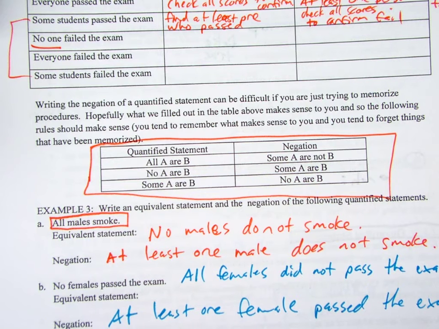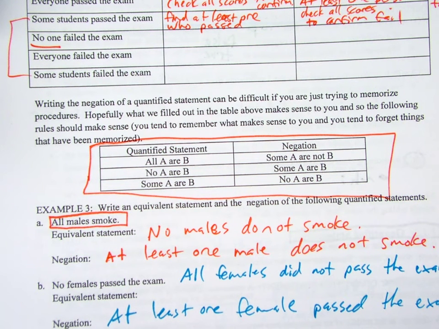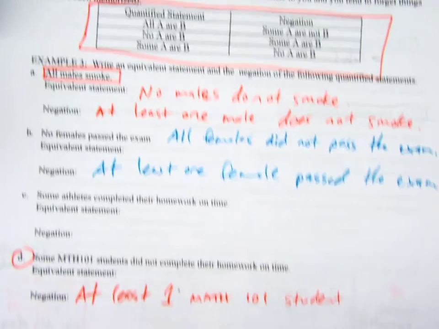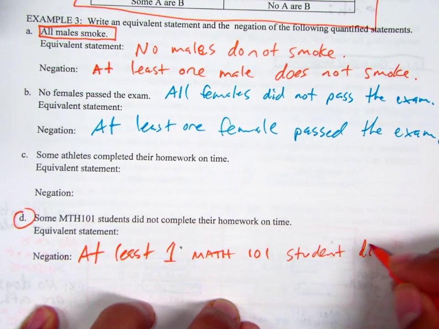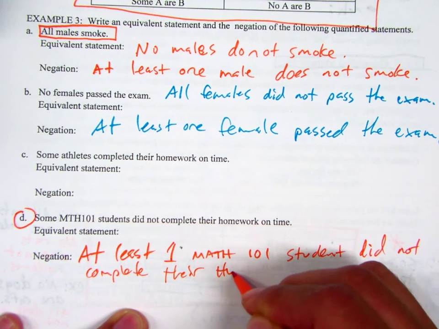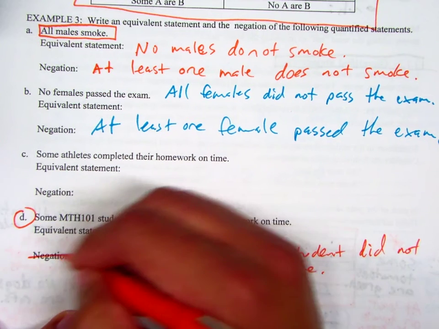Let's just jump down to D because these are going to be similar, but some Math 101 students, how could I say the same thing as some? At least one Math 101 student that completed their homework on time. Okay, so at least one Math 101 student. Okay, so this is the equivalent part.